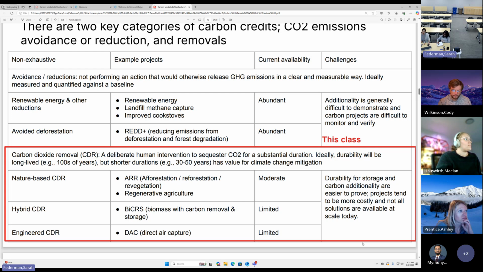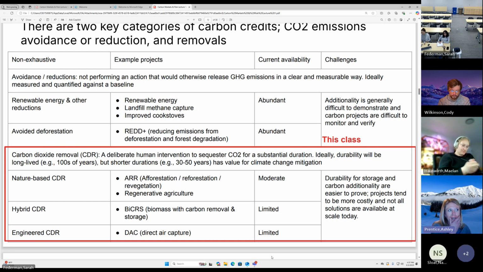With these credits, the additionality, it's easier to prove the durability. You can make a strong case for it. But these projects tend to be more costly and a little more difficult to scale as compared to the avoidance projects. So it's a trade-off. Do you all have any questions about CDR? We're going to be spending a lot of time on CDR in this class.